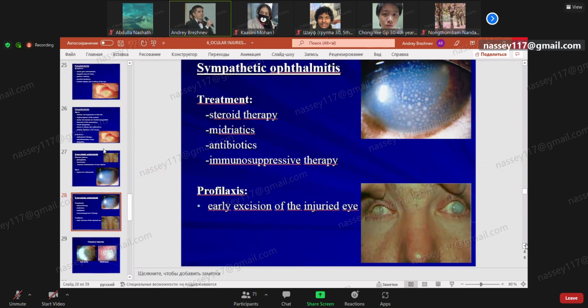Prognosis in case of sympathetic ophthalmitis depends on the stage. If you start with steroids or remove the injured eyeball early, the prognosis is rather good. In advanced cases, prognosis is very poor, even after the best treatment, unfortunately for both eyes. Here you see a patient with bilateral damage: bilateral loss of transparency of the anterior segment of the eye and bilateral blindness.